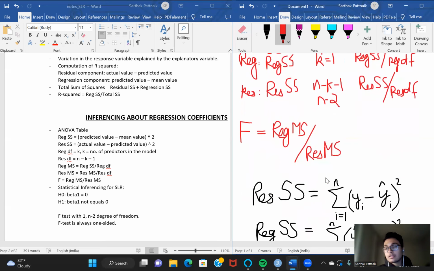Now we will come to the actual process of hypothesis testing, setting up the null and alternative hypotheses, and calculating the critical F value, and how to calculate the critical F value.